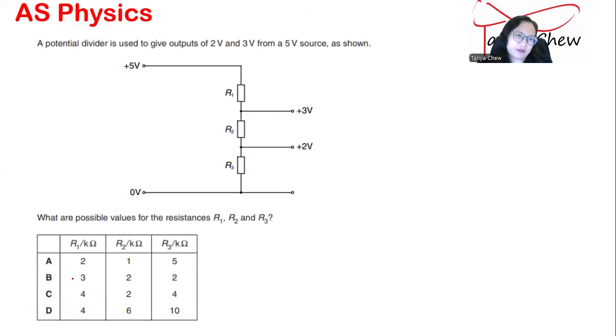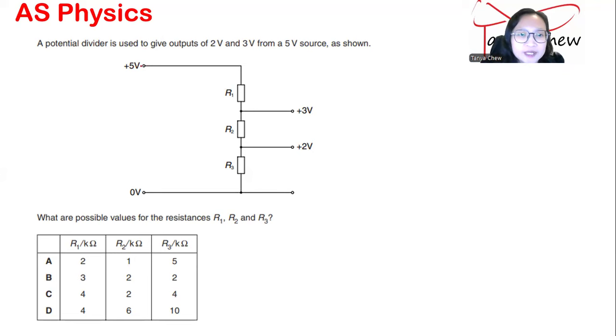Now, what about AS physics? One of the very famous questions is here. A potential divider is used to give outputs of 2 volt and 3 volt from a 5 volt source as shown. What are the possible values for the resistances R1, R2, as well as R3? So this question is testing you not just on the potential divider, but also on the concept of potential difference as well as potential. So let us solve this.